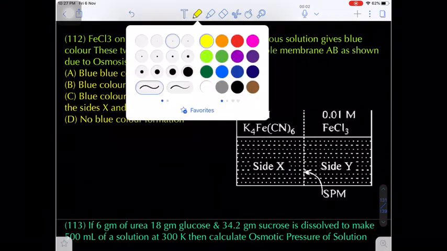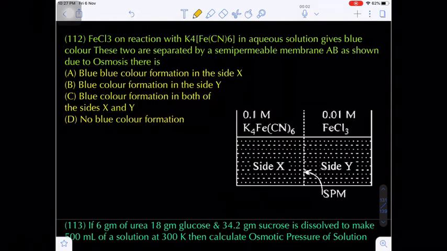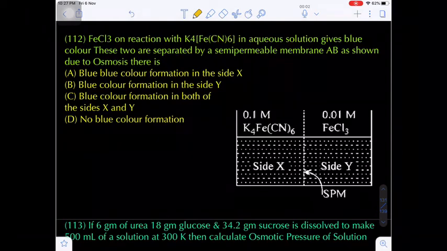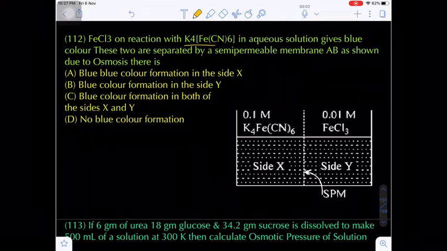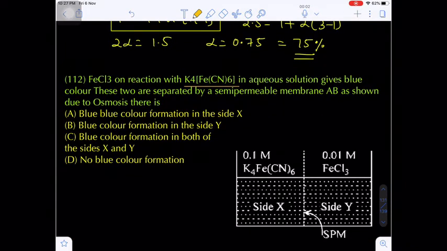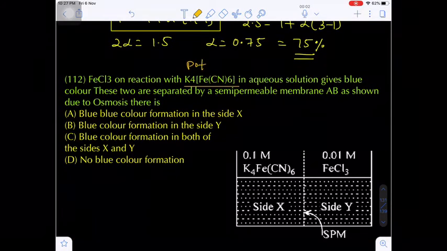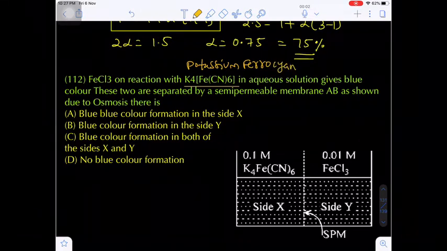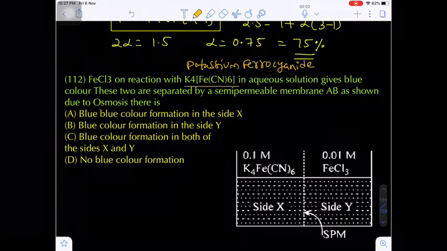Okay. Now question number 112. Ferric chloride on reaction with potassium ferrocyanide. This is called what? Potassium ferrocyanide. This will be in inorganic chemistry, the coordination compounds. We will see the common name and IUPAC name. In aqueous solution it gives blue color.